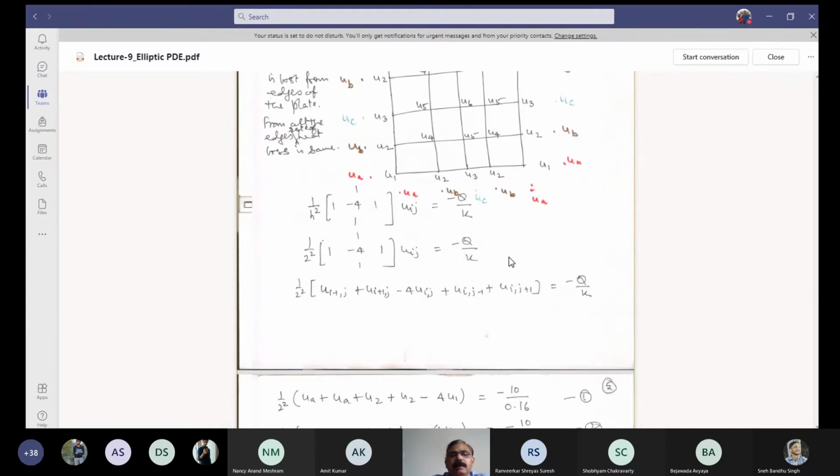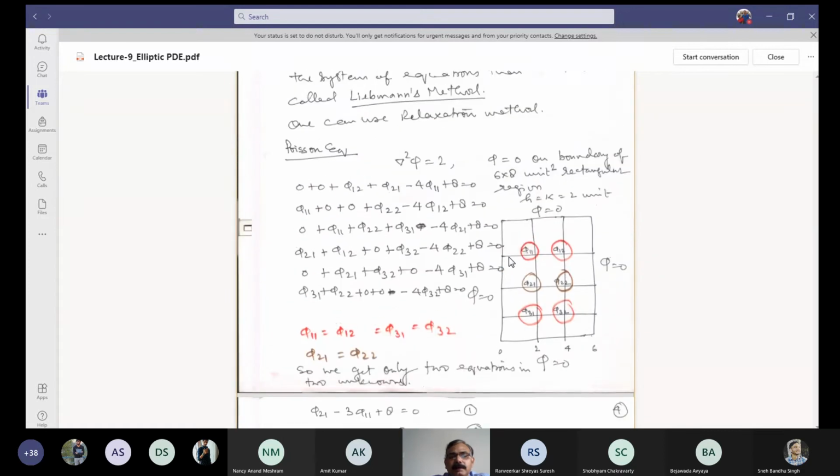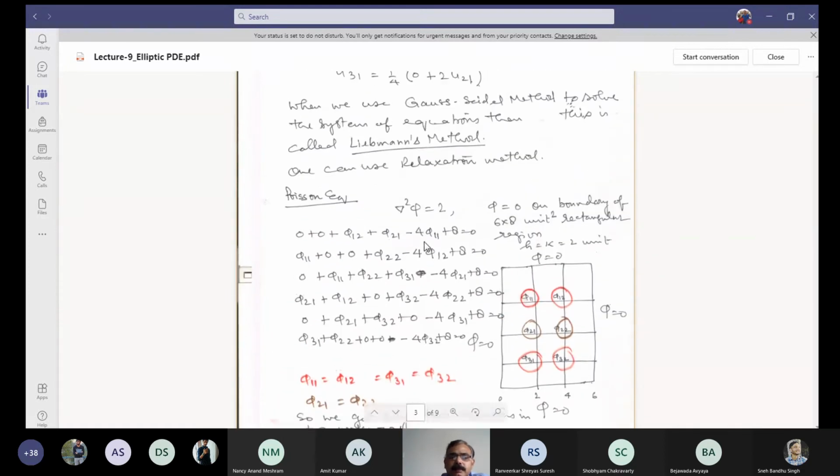Right? One more problem is given for your Poisson equation. Let me explain that also. This is your del square phi equal to 2. Phi is 0 along all the boundaries, and it is 6 by 8 unit, means your rectangular unit, and then h equal to k equal to 2. So along x side also you have 0, 2, 4, 6, and then along y side it is 0, 2, 4, 6, 8, right?